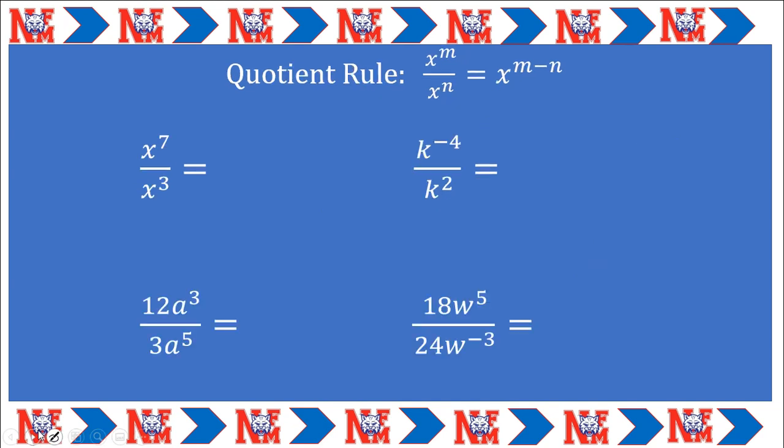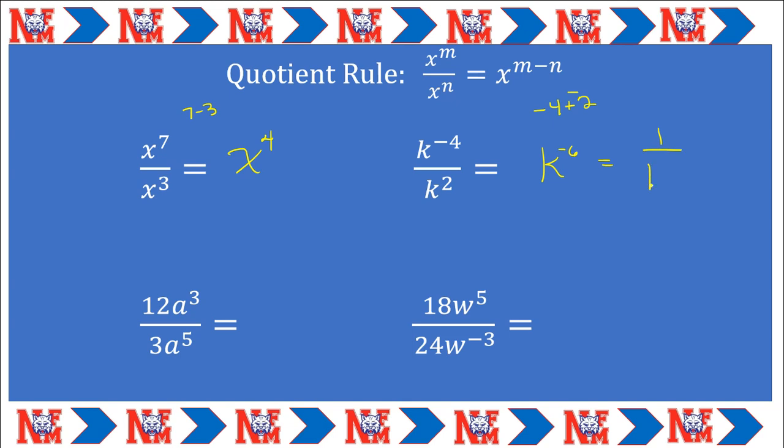Now, let's do a few together. We're just simply going to apply the rule. We're not going to expand. So I have 7 minus 3 gives me an exponent of 4. And you'll see why I'm writing these out, especially when we start having negatives involved. With subtraction, I always write out my work. I have negative 4 minus 2. That gives me negative 6.